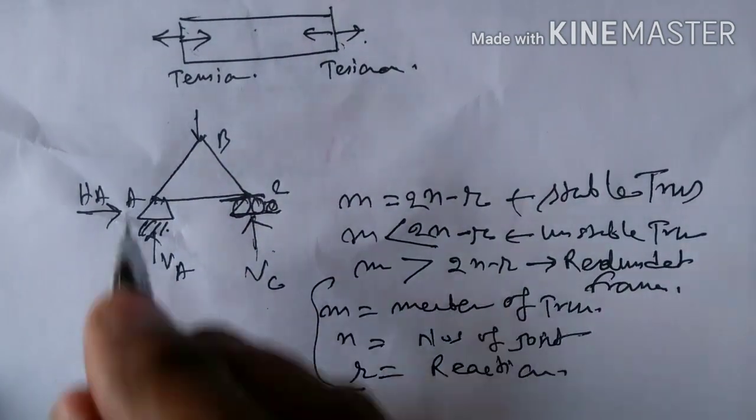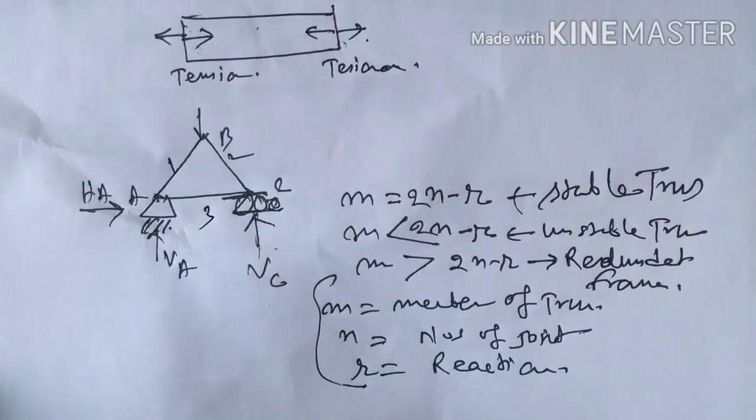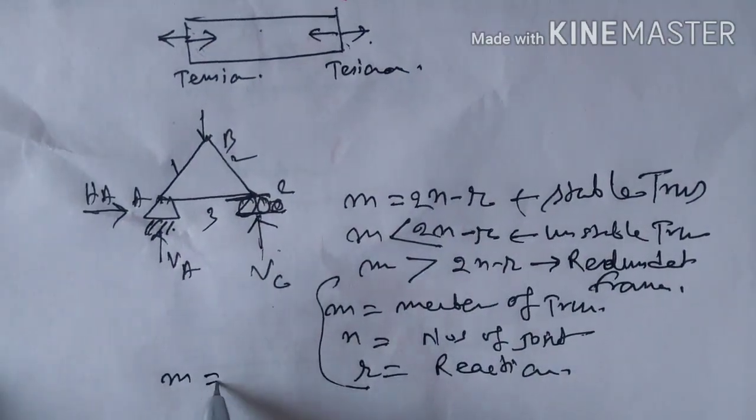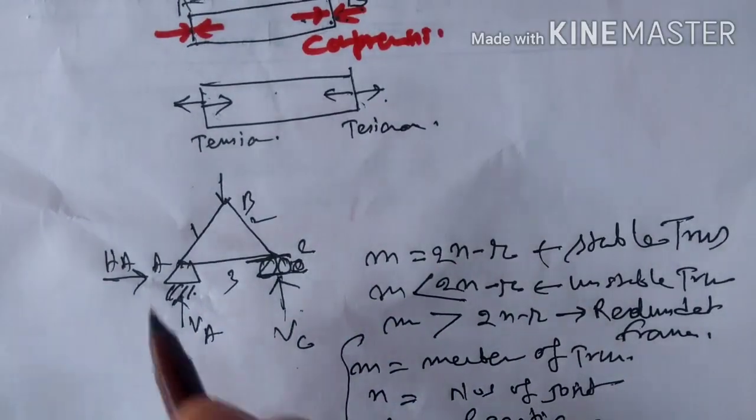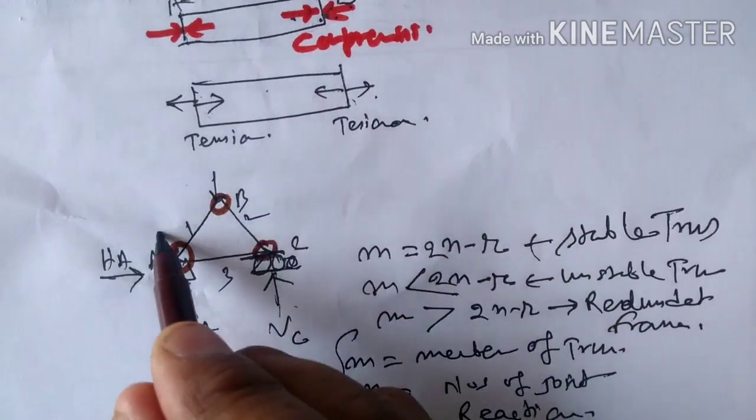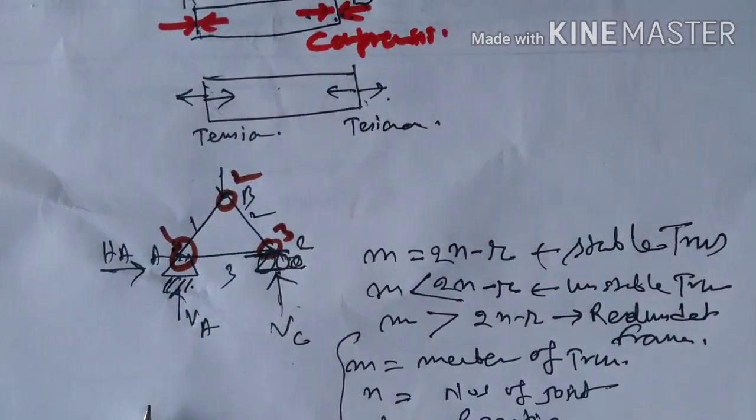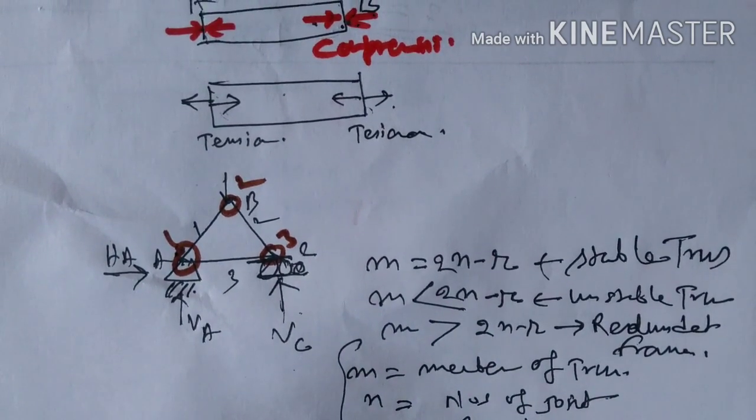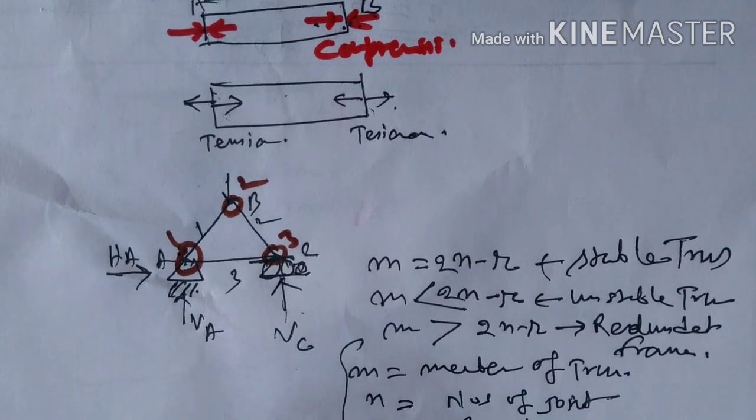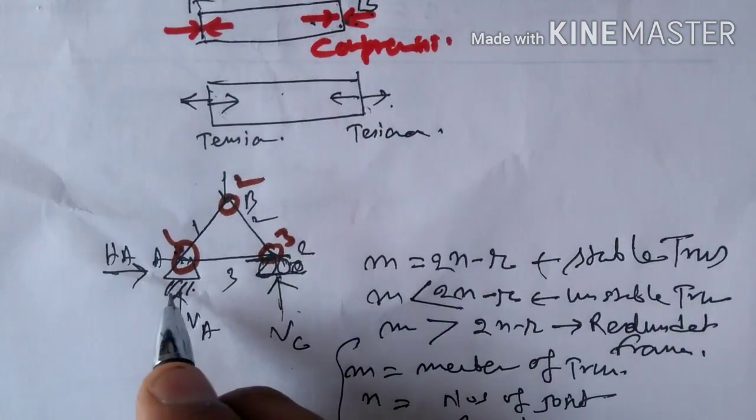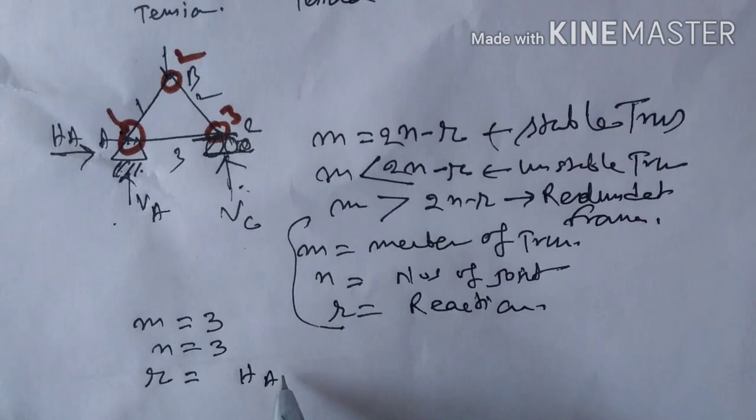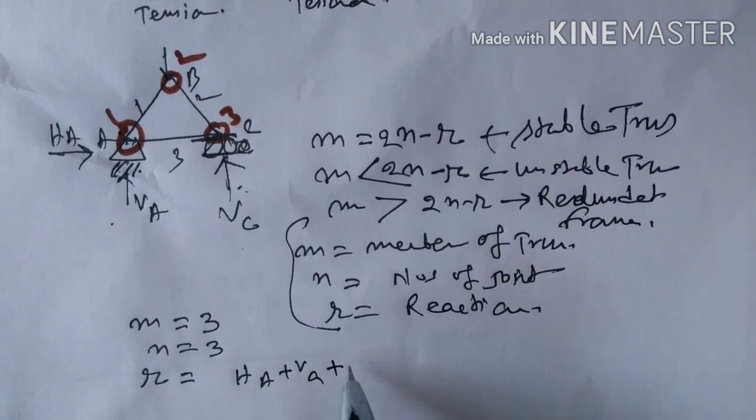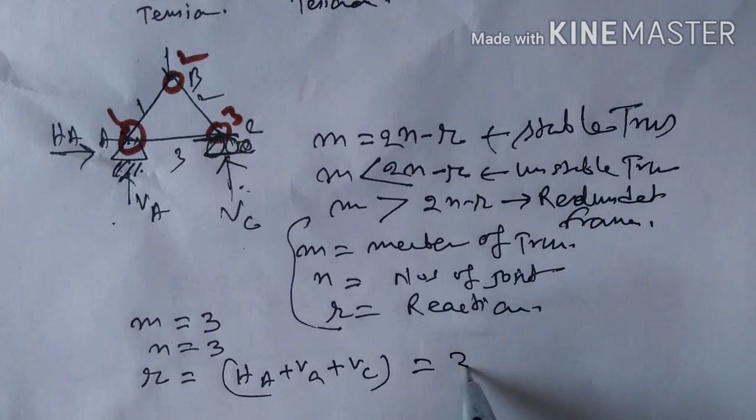Here members are 1, 2, 3. So here M equal to 3. Joints are here 1, 2, 3. Joints means N. N is equal to 3. And R, reaction, is equal to 3. Here the reactions are HA plus VA plus VC. So 3 reactions.